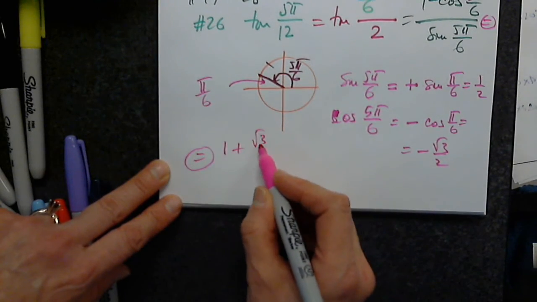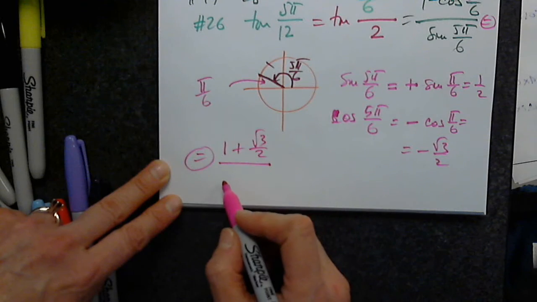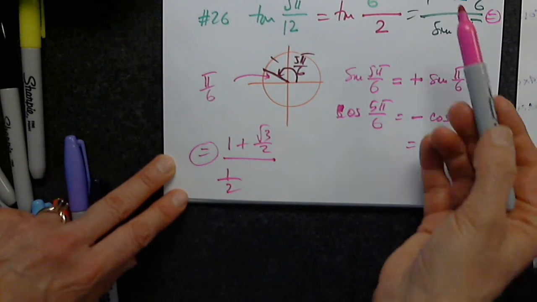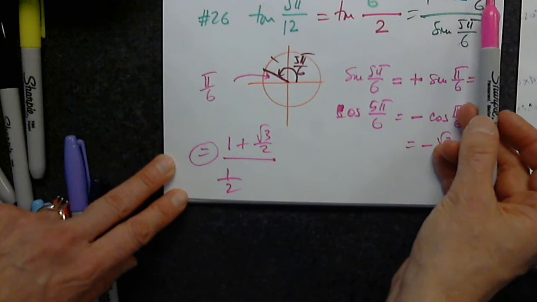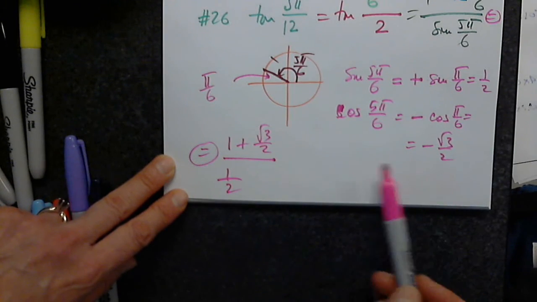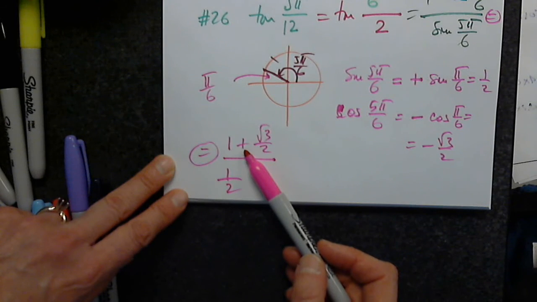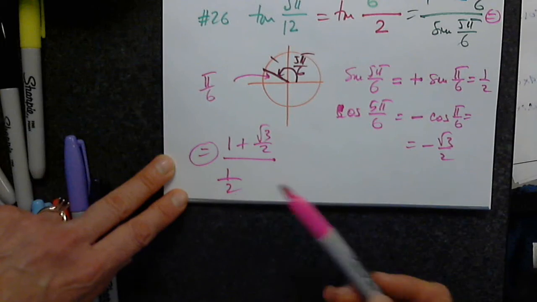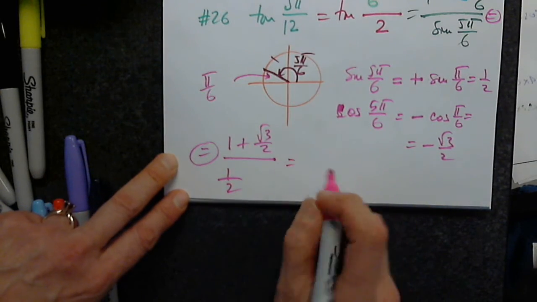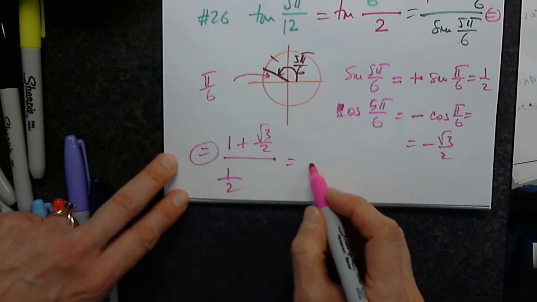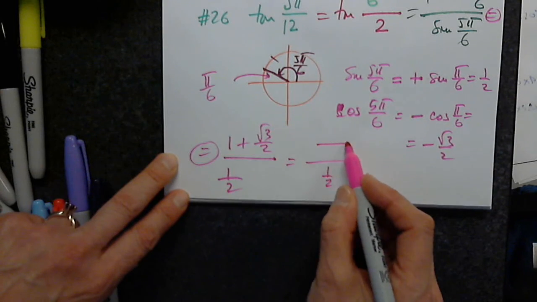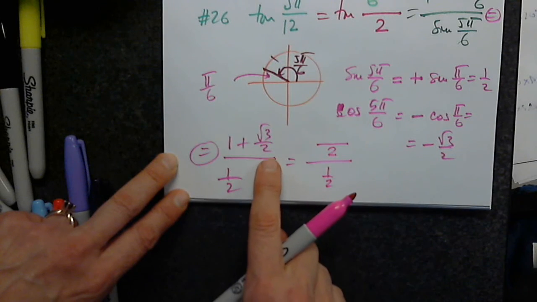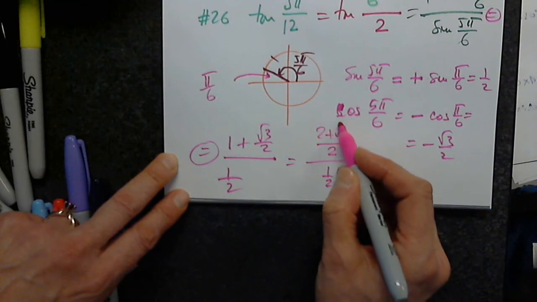1 plus the square root of 3 over 2, over 1/2. So I copied the 1. Cosine 5 pi over 6 was negative the square root of 3 over 2, so I had to change this into positive. The denominator we established was 1/2. I have to find the least common denominator in the numerator, which is 2. And what will be the numerator of this? 2 plus the square root of 3.